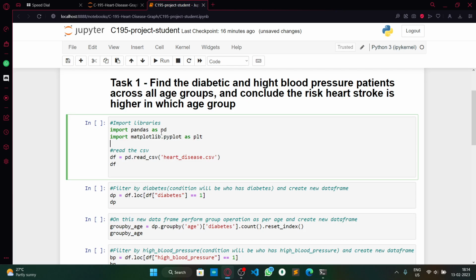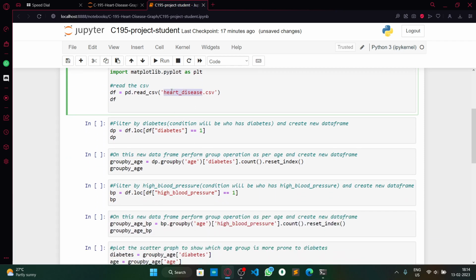So as usual, import pandas and import pyplot, because we are working with a CSV file, so we need pandas, and then we are working with plots. At the end of the video we'll be plotting a pie chart, so we are using matplotlib for that. And here we are having the heart CSV file.